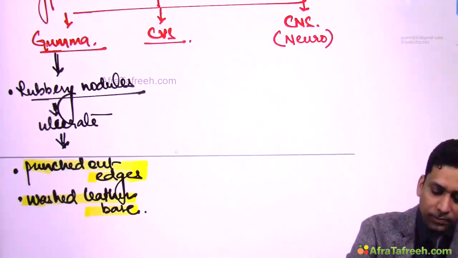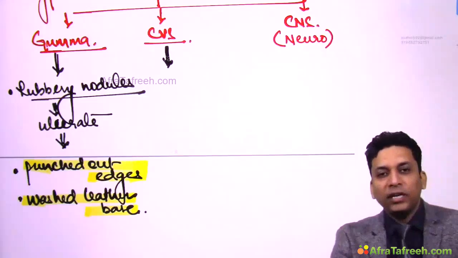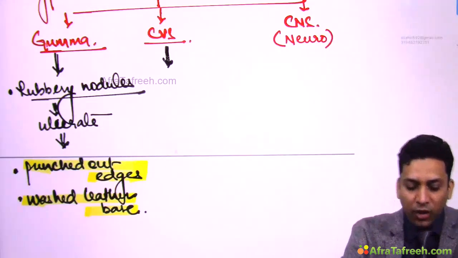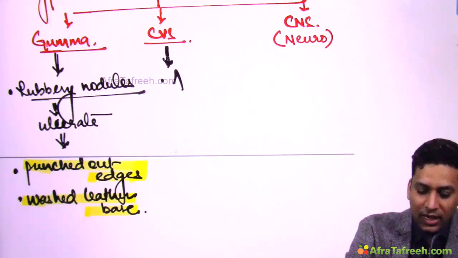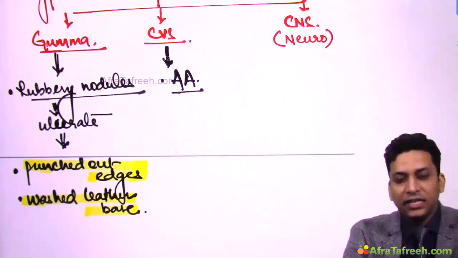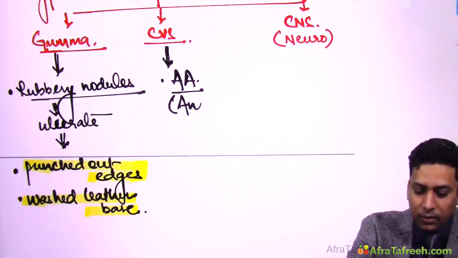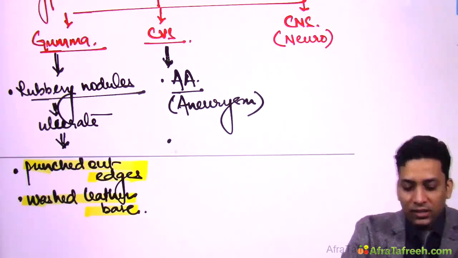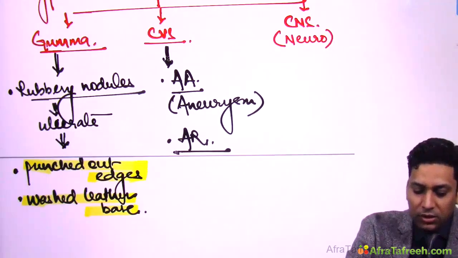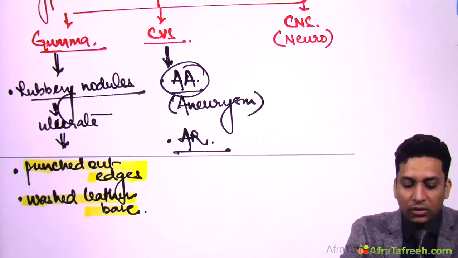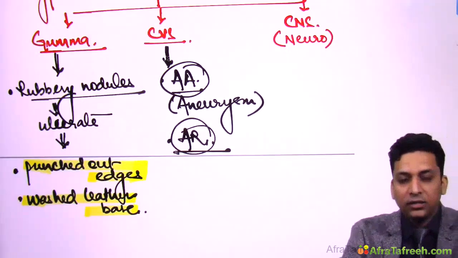gummatous lesions. When CVS involvement occurs in syphilis, that is tertiary syphilis, what happens? Generally the ascending aorta is involved, and in this ascending aorta you will get aneurysm. Then there is valvular heart disease in the form of aortic regurgitation. So these are the common presentations, that is aneurysm in ascending aorta and aortic regurgitation.